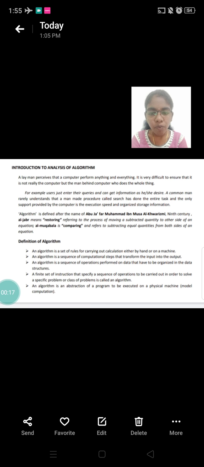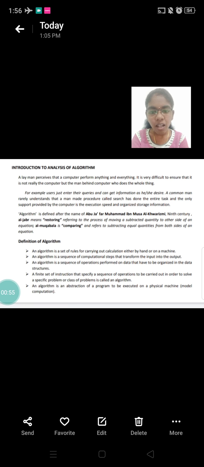A layman perceives that a computer performs anything and everything. It is very difficult to realize that it is not really the computer but the man behind the computer who does the whole thing. For example, users just enter their queries and get the information they desire. A common man rarely understands that a man-made procedure called search has done the entire task, and the only support provided by the computer is the execution speed and organized storage of information.